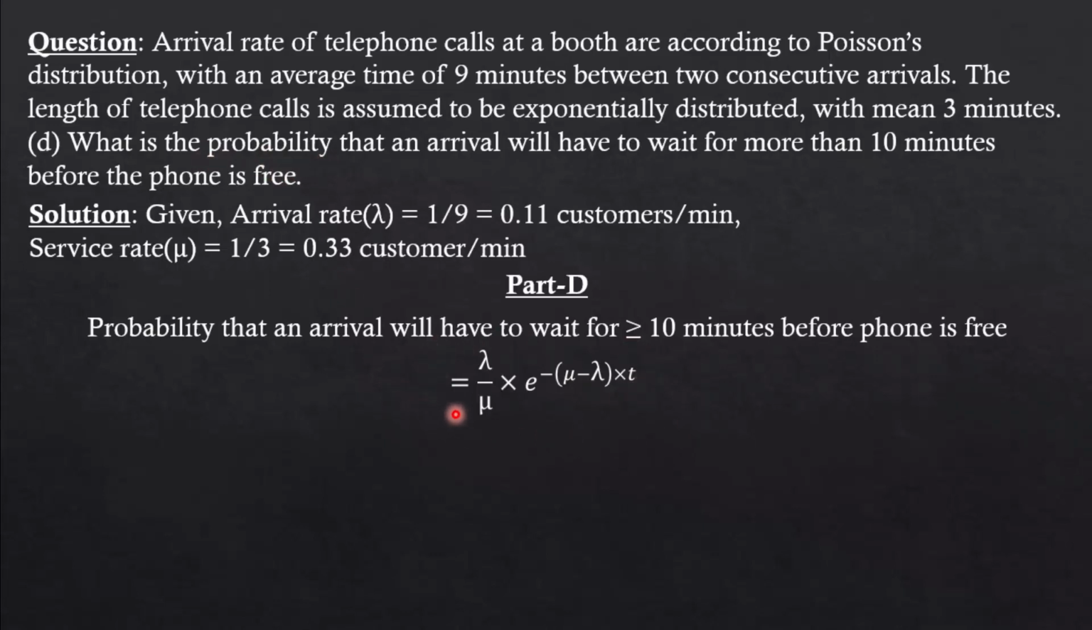So let us put the value of lambda and mu and time t here. So time t is 10 minutes and let us see, it is coming as 0.036, or we can say 3.6%. So 3.6% is the probability that an arrival will have to wait for more than 10 minutes before the phone is free. Now let us move to the next part.